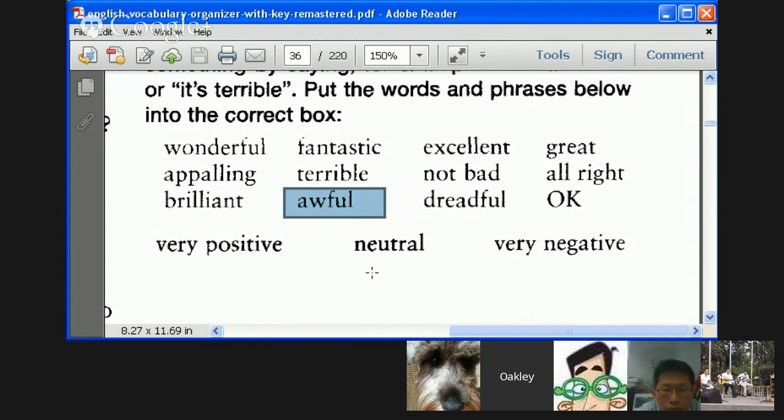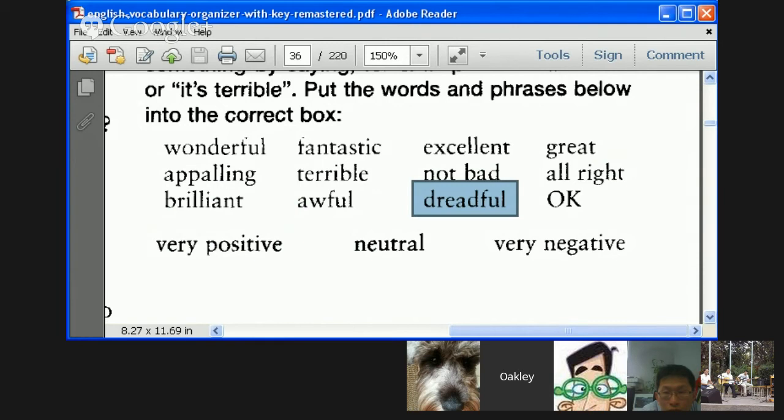Jorge? Awful. Yeah? Awful is very negative. Very negative. Used widely for everything. That was a totally awful meal. That was an awful movie. He's an awful person. You can use that for anything.